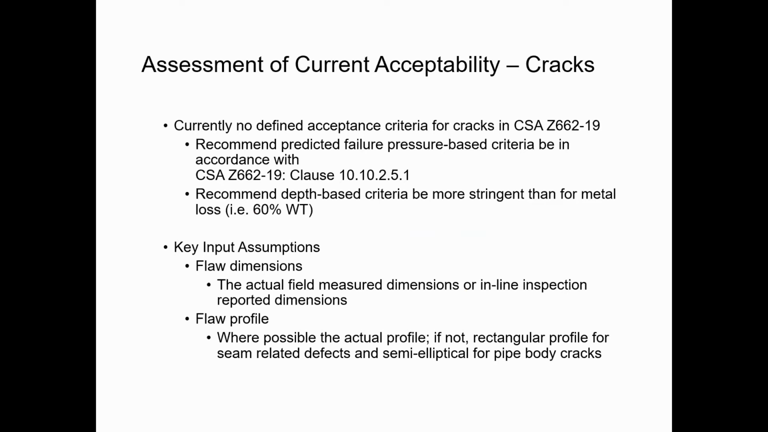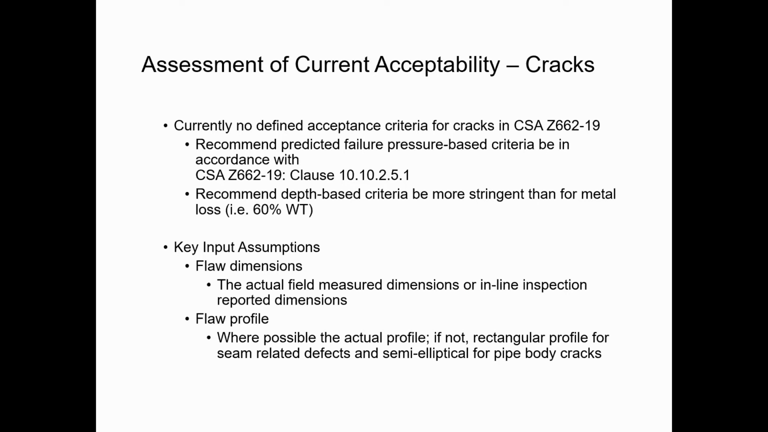As far as the current acceptability of cracks, as you know, there's no defined acceptance criteria presently in CSA Z662. We would recommend that the predicted failure pressure based criteria that's in CSA clause 10.10.2.5.1 for metal loss be used for cracks. You certainly wouldn't want anything less stringent than what's used for corrosion, given that the crack tools aren't quite as accurate as the metal loss tools. So it would be hard for me anyways to justify using a less stringent criteria for cracks.